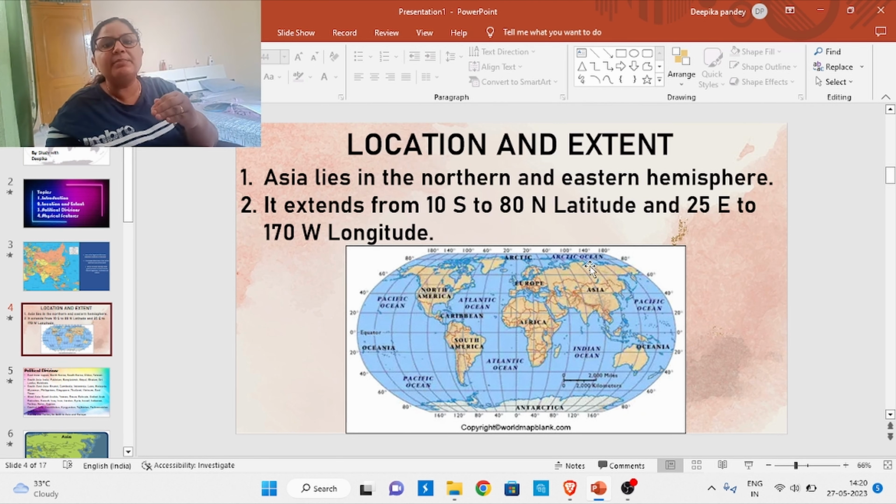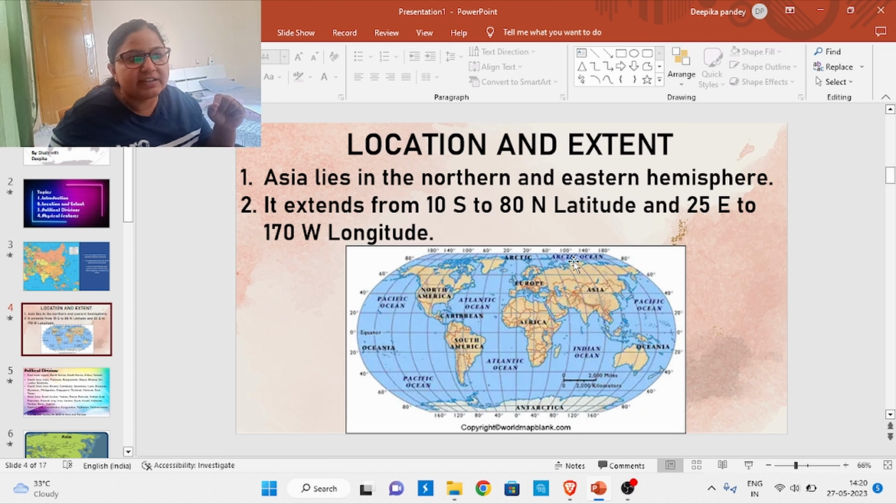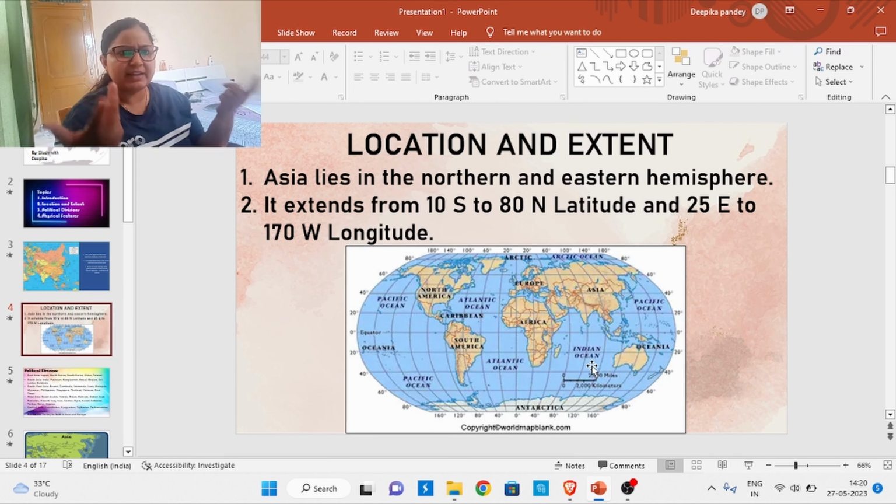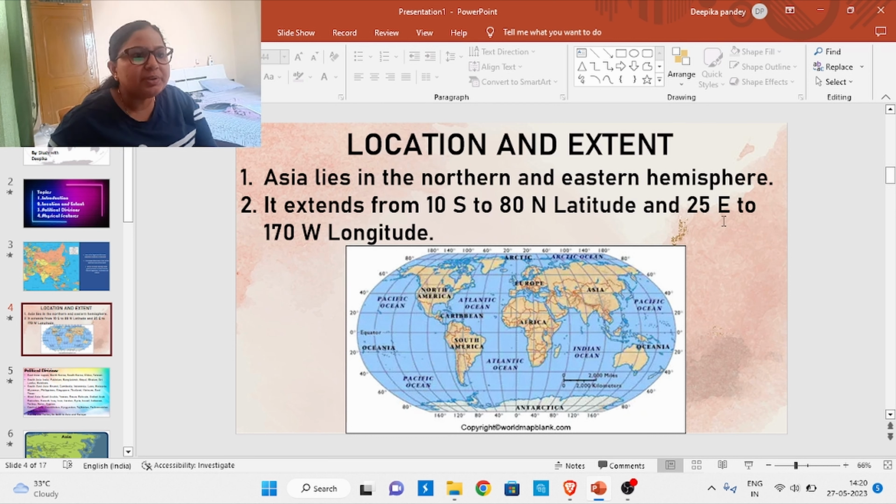And just 10 degrees below it. So this is situated up to 80 degrees north latitude, isn't it? So what do we learn from this? Right now, what I said is that it consists of all the 3 heat zones, right? So there is great variation in terms of climate, in terms of temperature, and as such the lifestyle, the civilization of the people also. Fine. And longitudinally, if we talk, it extends from 25 degrees east to 170 degrees west longitude.